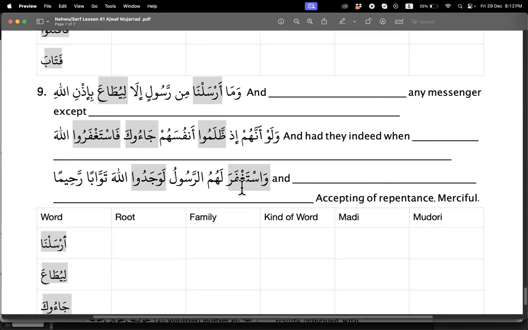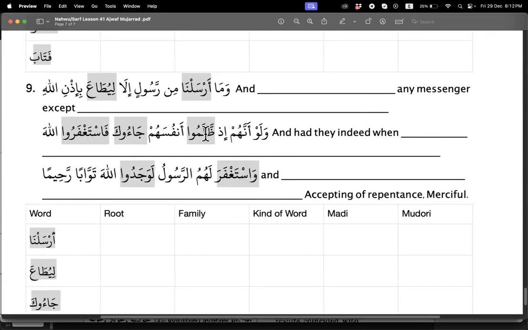Next one. Wastaghfara, same word, ghafara. This one is fi'il madi, huwa. Good. Lahum is jar wa majrur muta'alliq to fi'il istaghfara. Good. Ar-Rasul: Rasul will be the fa'il, the isim of the fi'il istaghfara. And the translation here will be: and Rasulullah asks forgiveness for them. Yes. For them. This is the continuation.